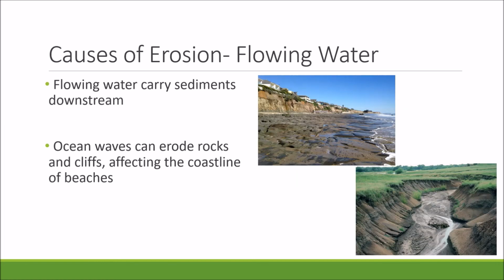Right, so the causes of erosion. One way that things can be moved around is flowing water. Flowing water can carry sediments downstream, and this is after weathering has already taken place. Weathering is happening off of those rocks, pieces are breaking, and then erosion takes them downstream through the flowing water. Also, ocean waves can erode the rocks and cliffs, affecting the coastline of beaches.